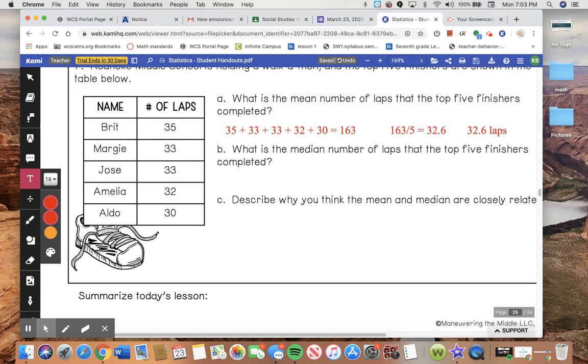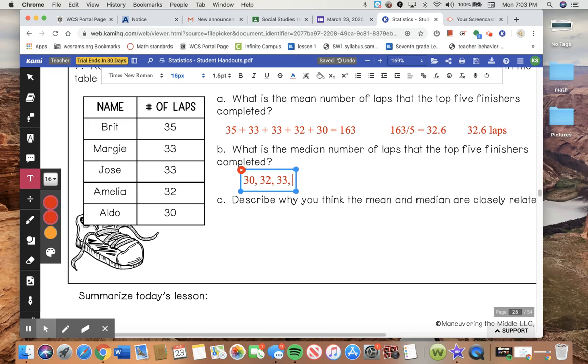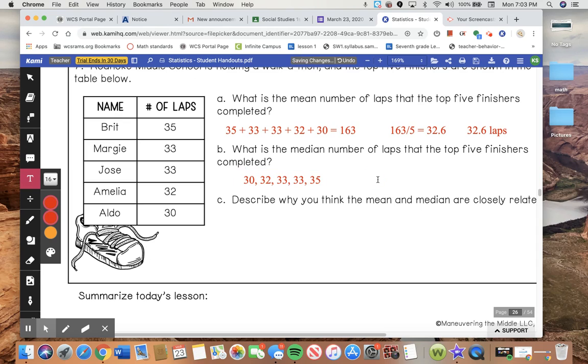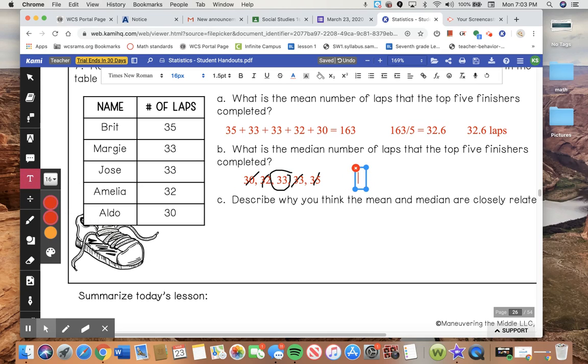The second question is now, what is the median number of laps that the top 5 finishers completed? So now we just have to put these in order. So 30 is our smallest number, so I'll put 30 first. And I see we have 32. It's kind of putting it in order already for us if we just look up. So we have 32, 33, 33, 35. So once again, you're going to work your way from the outsides in, cross those 2 off, cross these 2 off, and finally we're left with just 1 in the middle. So the median number of laps is 33.